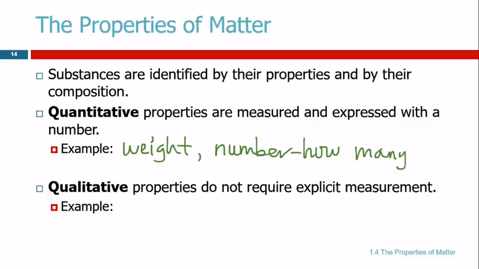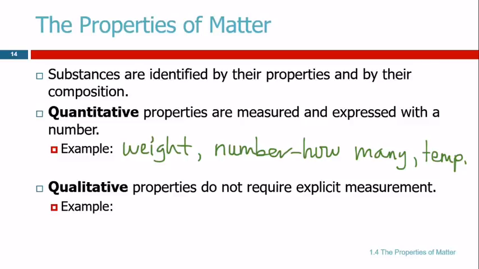If you had, say, a cup of coffee, you could take the temperature of the coffee. Is it hot? Is it cold? What's the temperature? So that's another quantitative property. It has to do with a number, okay? And then there are qualitative properties. That's referring to the quality of something, and this doesn't require an explicit measurement.